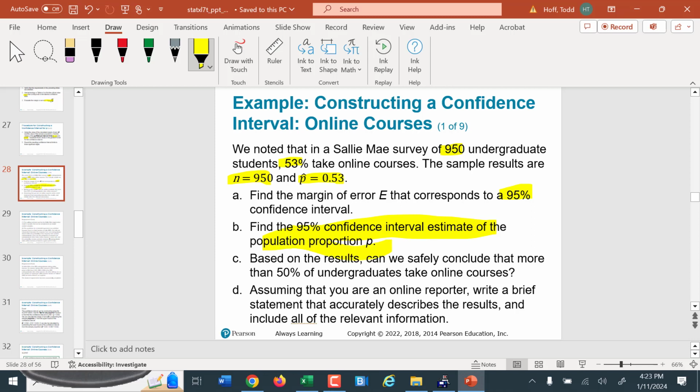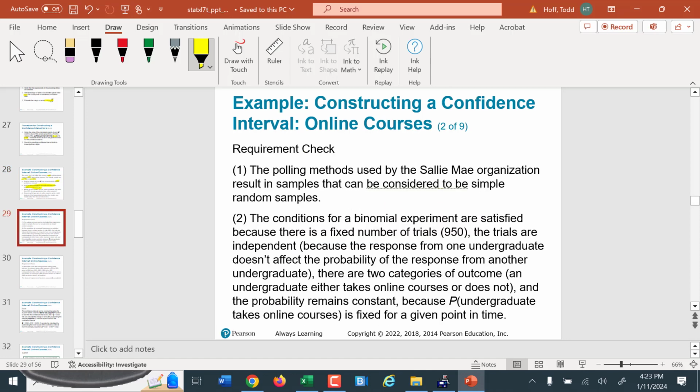we're looking to estimate our population proportion. From that, can we safely conclude that more than 50% take online courses? We'll look at that question as we go on. And then, as a reporter, briefly discuss what this means. So let's get to the calculation first. First, we need to check our requirements. We're going to assume that Sallie Mae made random samples here. The binomial distribution requirements are met.